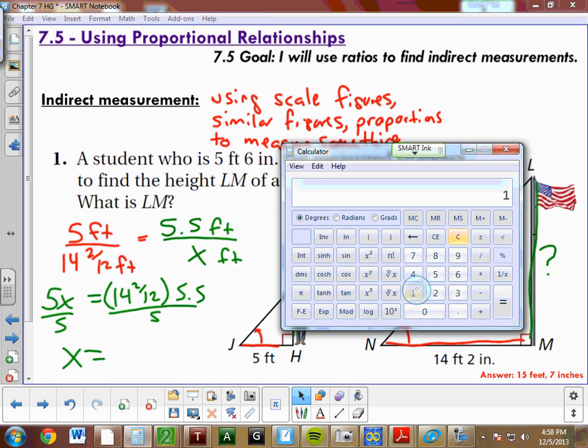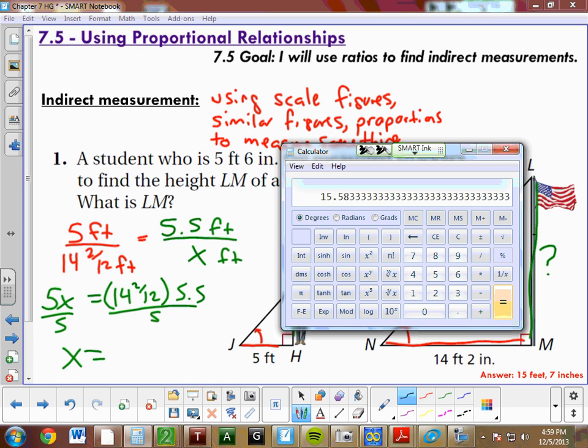You might have noticed as we went along. So I have to multiply by 5.5 and divide by 5. That makes a little bit more sense. I don't know what I did wrong there, but so 15.583 feet.